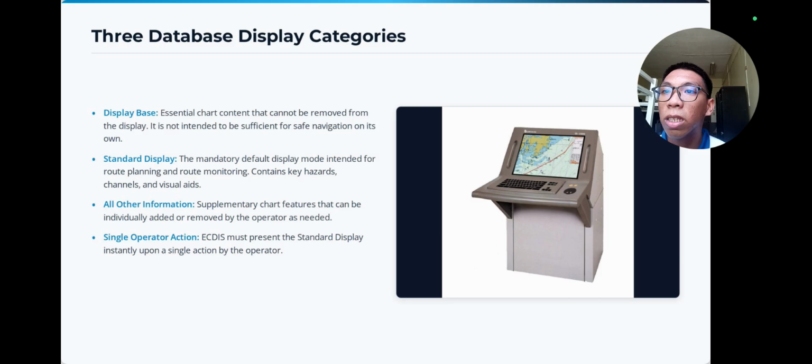Display base essentially cannot be removed from display and is not intended to be sufficient for safe navigation on its own. Standard display, the mandatory default display mode intended for route planning and monitoring, contains key hazards, channels with visual aids, and other information. Supplementary chart features can be individually added or removed by the operator as needed. Single operator action: this must be presented in a standard display instantly upon a single action by the operator.